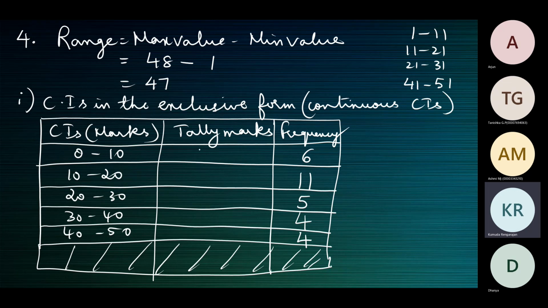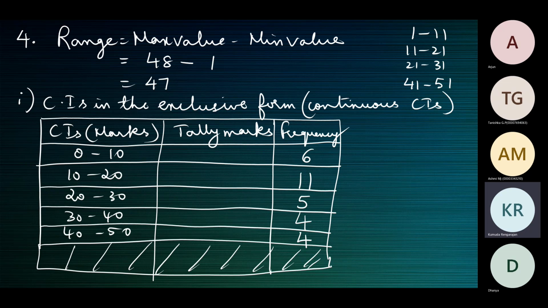So tally marks, you would have filled in your book. I haven't shown it here. So these are the frequencies, and this is the frequency distribution table. We see the raw data: a collection of 30 numbers given in the question. Each number represents the marks scored by the 30 students in a class test.